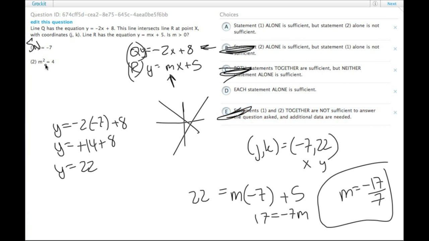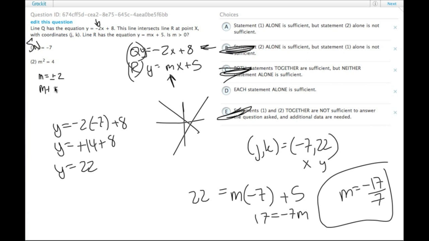Statement 2 tells us that m squared, remember we are trying to solve for m here, m squared equals 4, and so that, remember, that gives us two roots on the GMAT. This m equals plus or minus 2. And that might seem like it's insufficient until you remember that the other line with which it intersects already has a slope of minus 2.